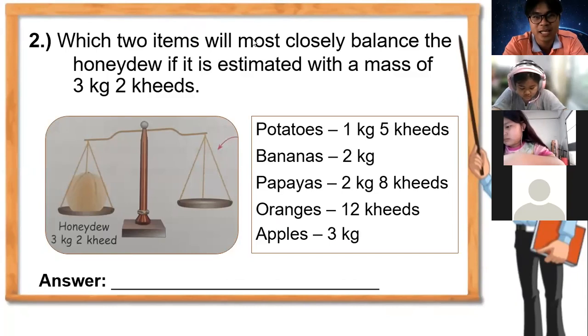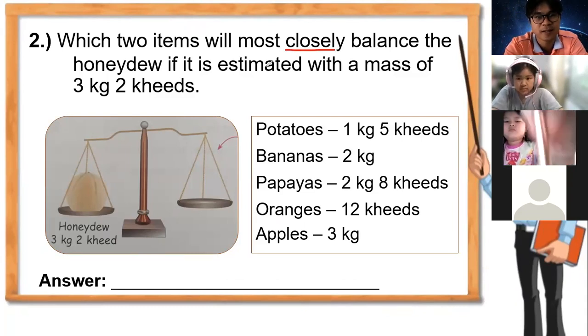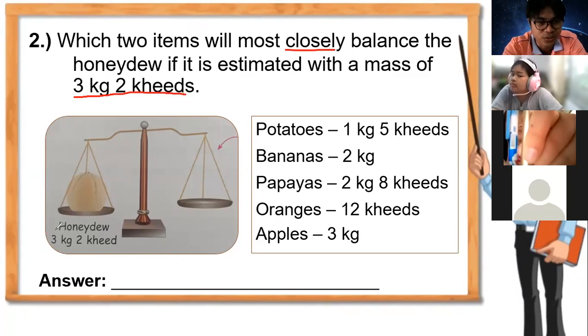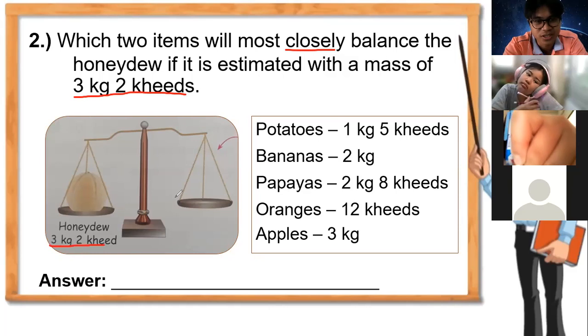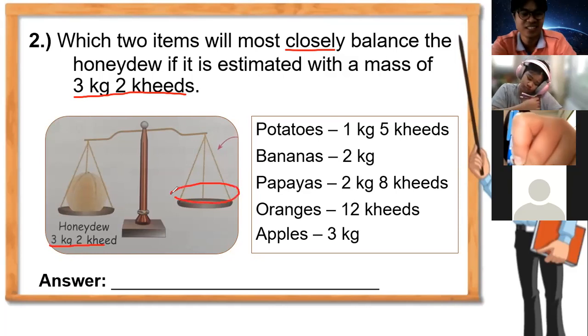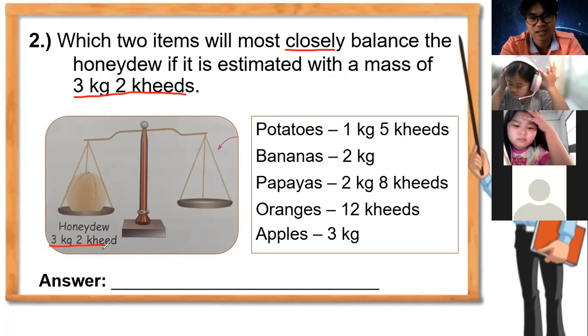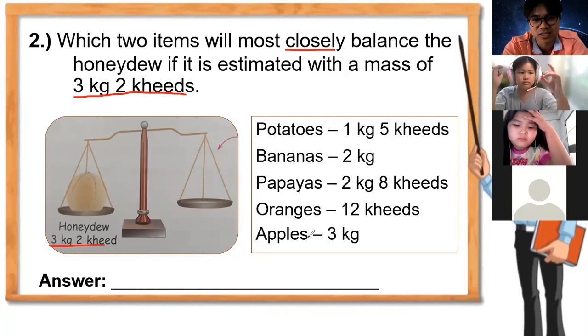Okay, which two items most closely balance the honeydew? Which two items? Two items only from this: potatoes, bananas, papayas, oranges, or apples. Close to this one, 3 kilograms and 2 kids.